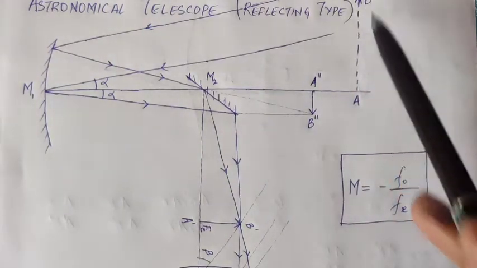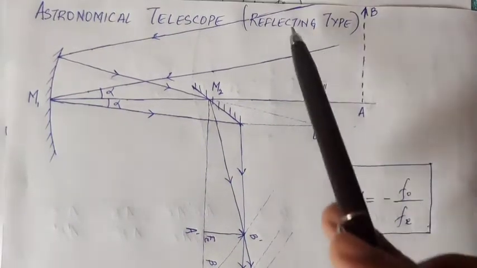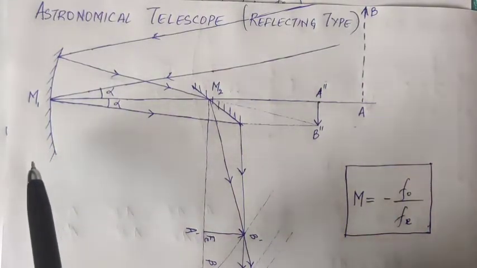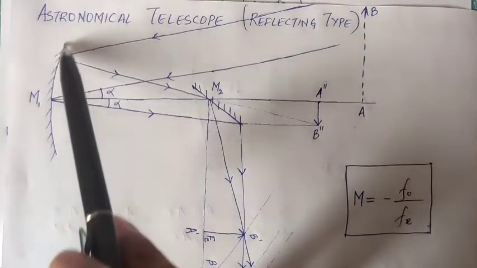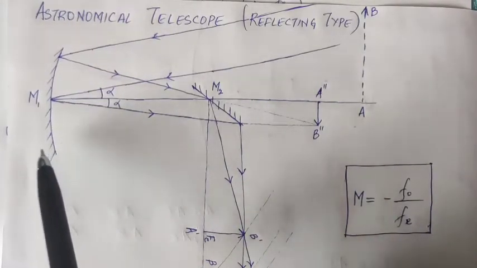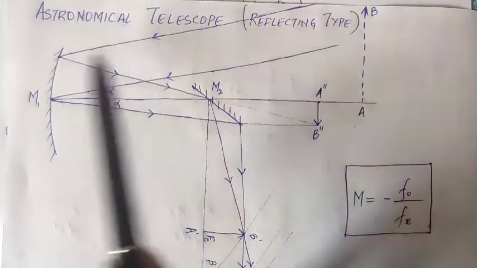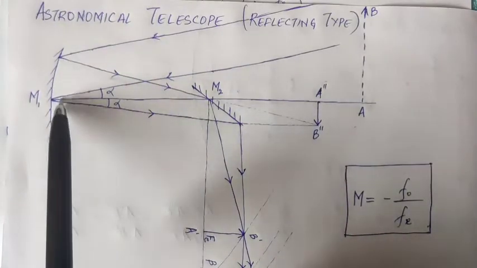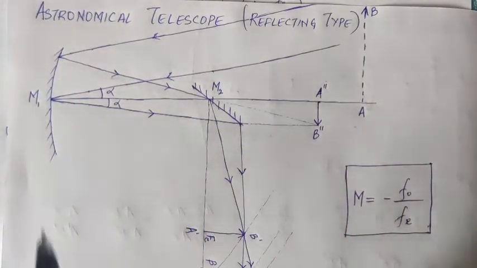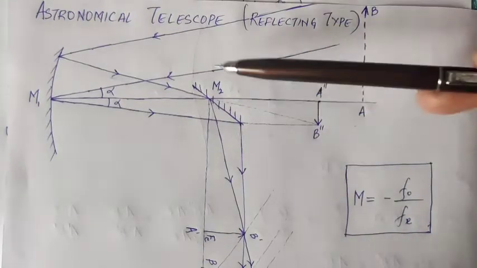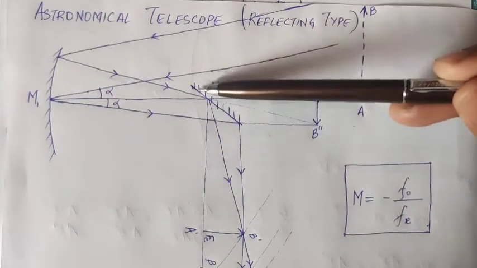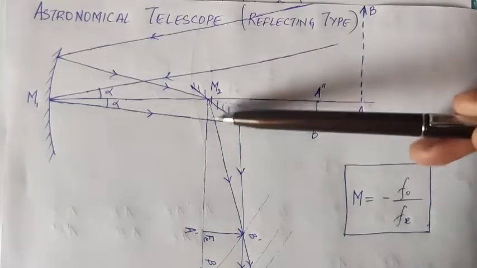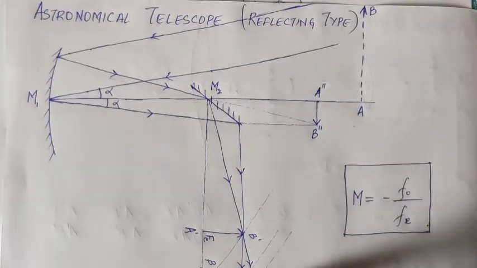So we have the object AB at infinity here, so we have parallel rays of light coming. Now in the case of a reflecting type telescope, the objective is not a lens, but a mirror. This is a concave mirror, M1. Parallel rays of light come and hit the concave mirror M1. Since concave mirrors converge rays of light, they converge, and we have a plane mirror M2 over here.